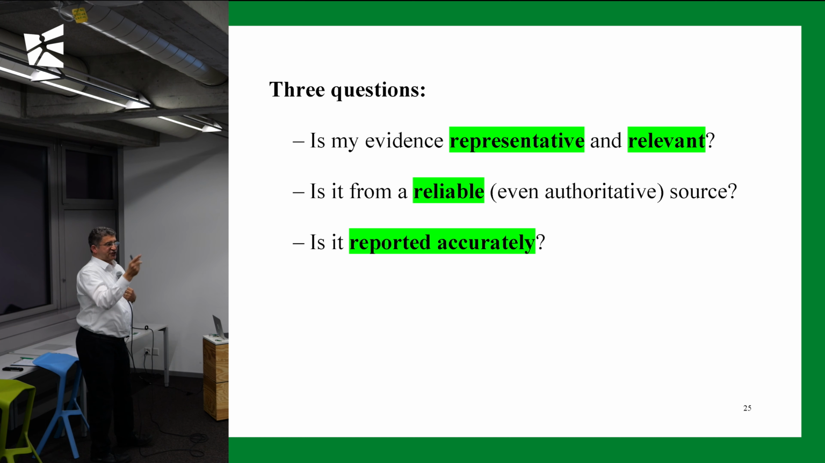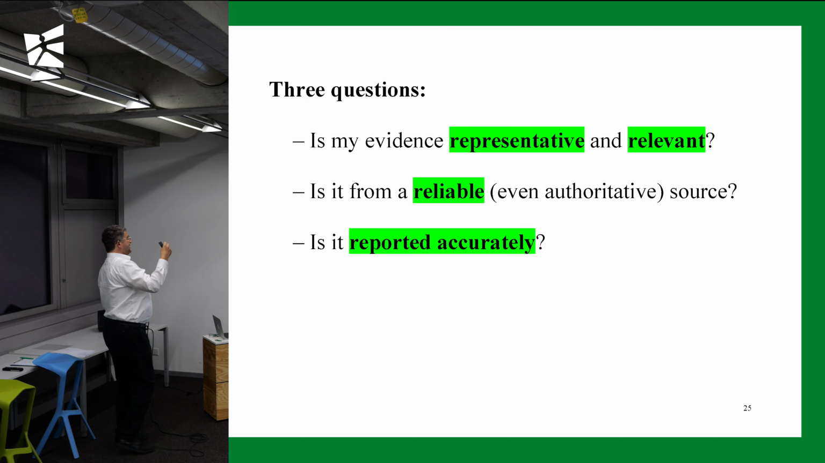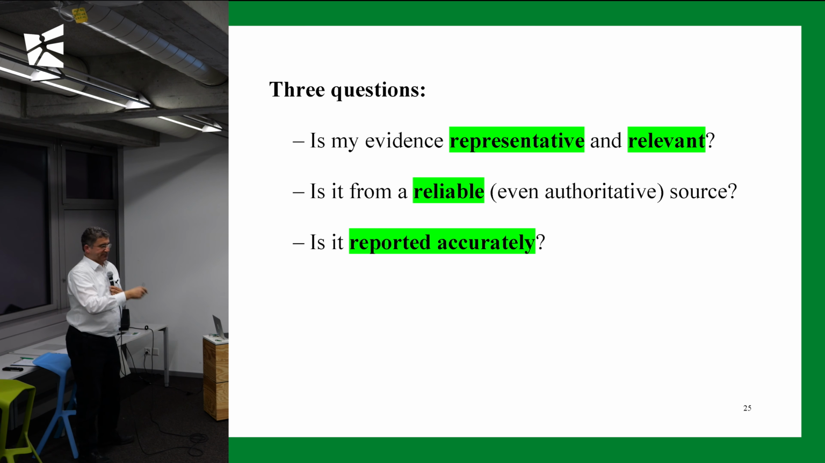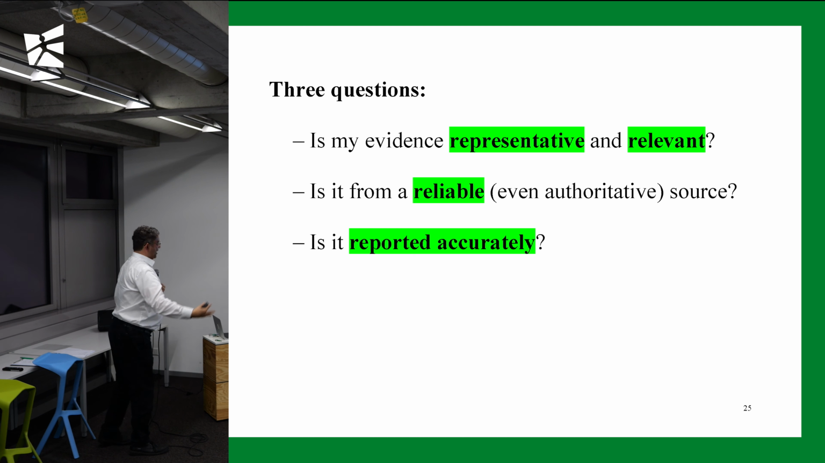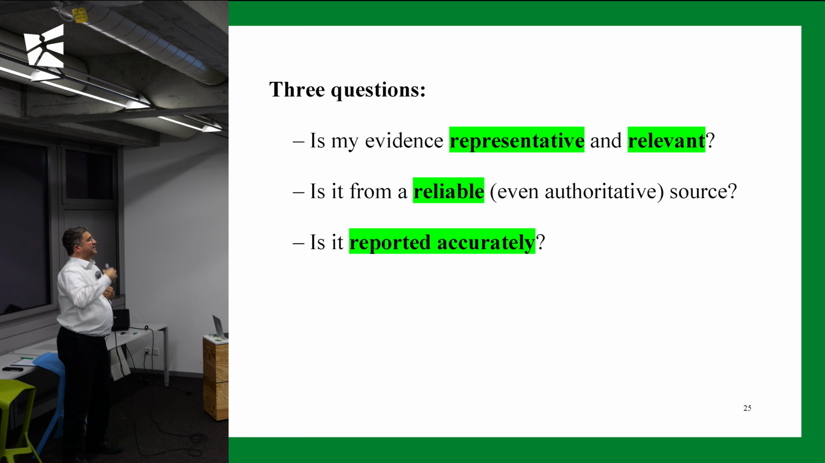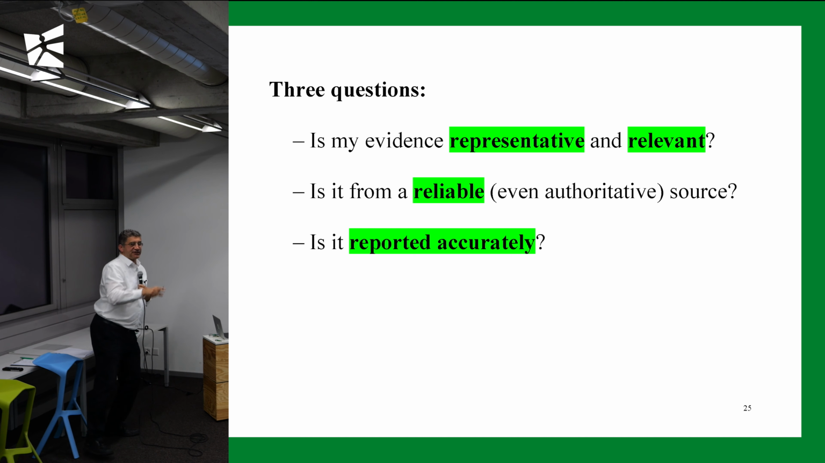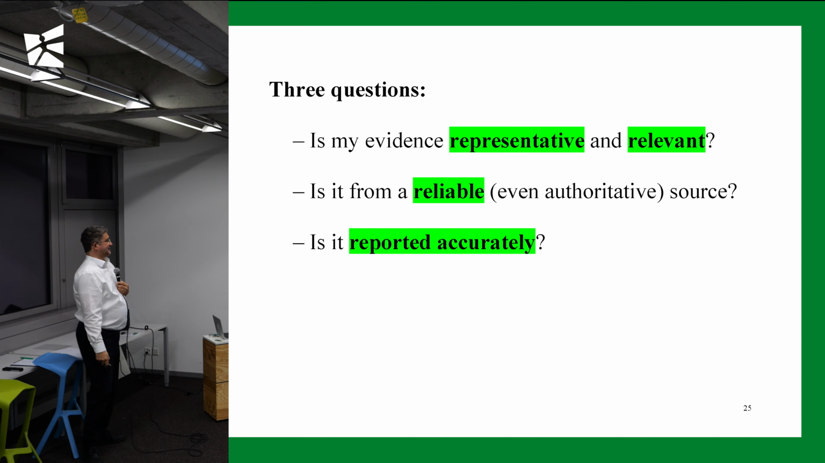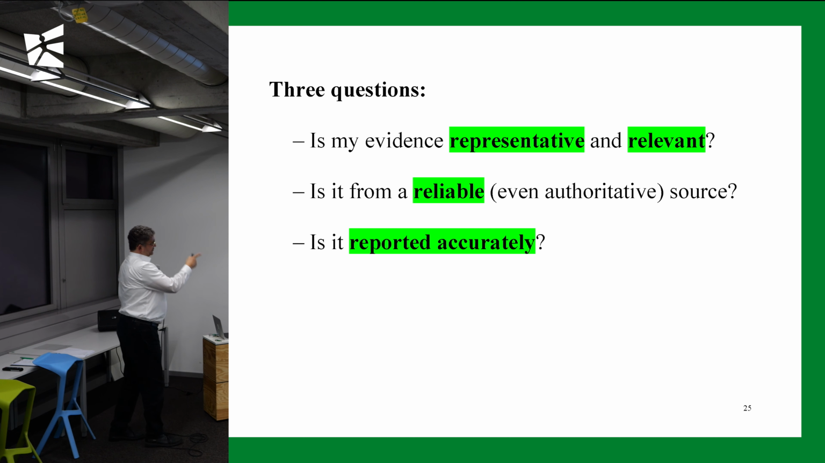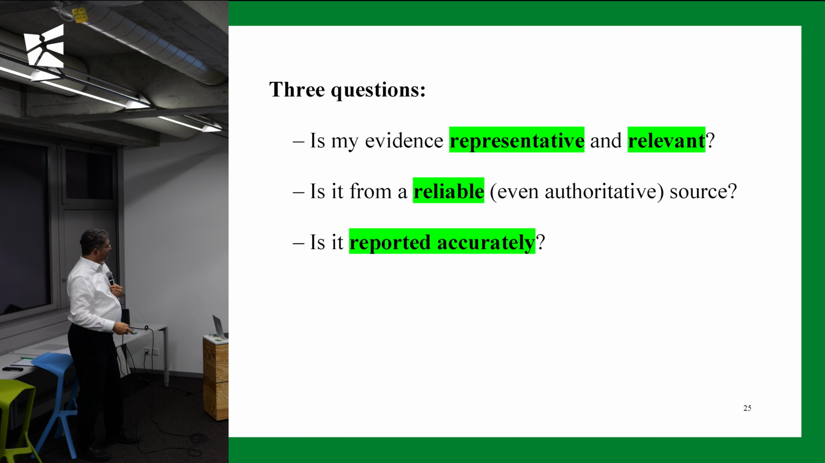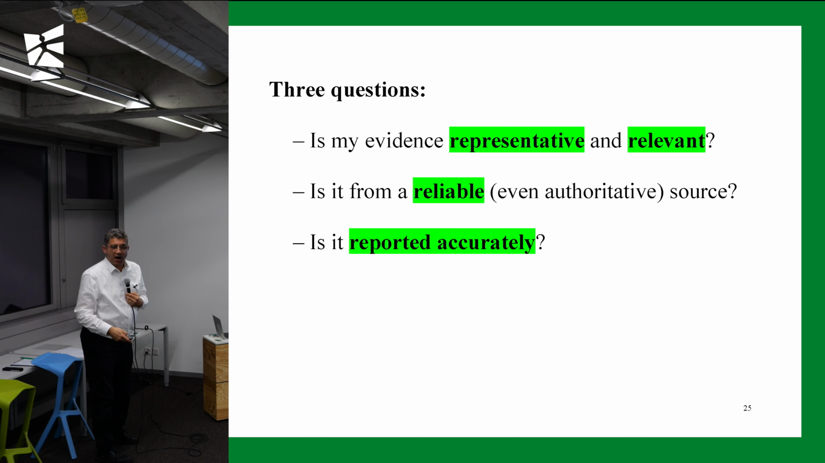So 3 questions to test and evaluate my evidence. Is my evidence representative and relevant to what I'm doing? Is it from a reliable, authoritative, blind peer-reviewed source? And is it reported accurately in that source? You can see it's nice, isn't it, that all those words begin with the word "are."